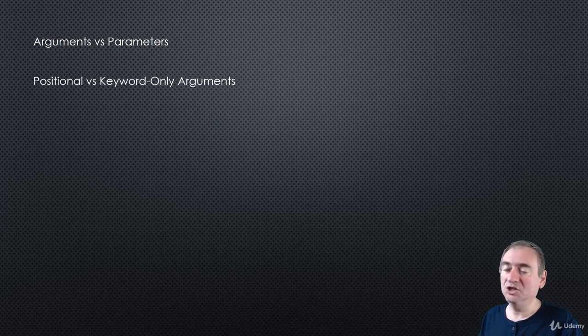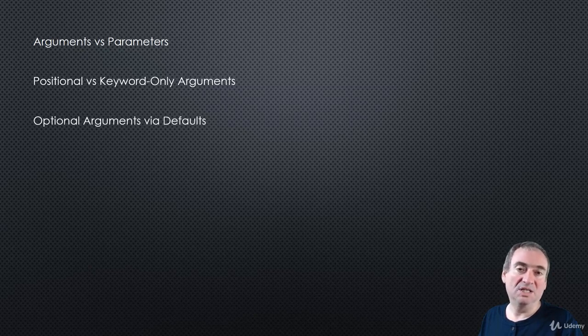Then we'll look at positional versus keyword-only arguments that are available to us when we create functions in Python. Also, we'll look at optional arguments by using default values, and we'll look at some of the pitfalls of using default values with mutable types in particular.